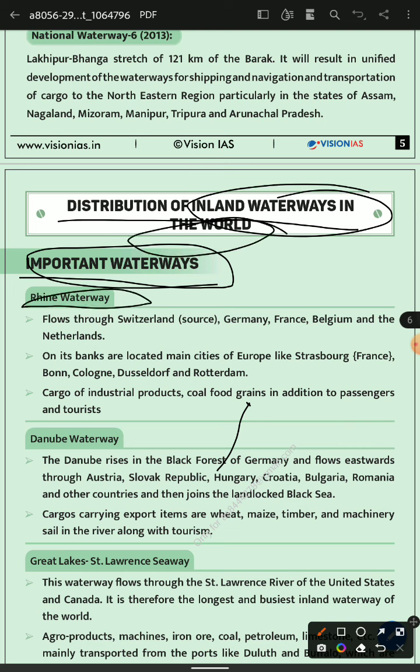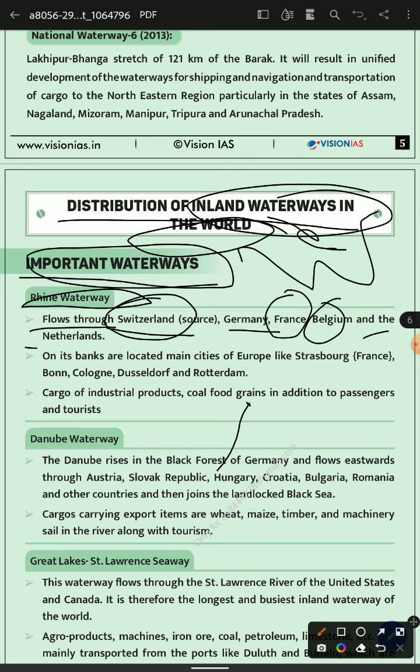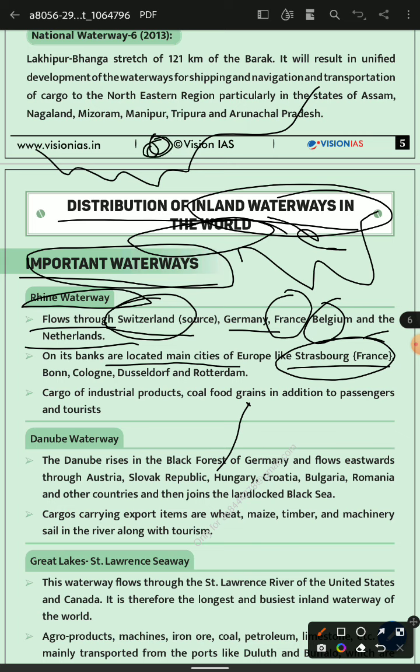Rhine waterway. You have realized the Rhine River flows through European countries like Switzerland, Germany, France, Belgium, and the Netherlands. It is located on the banks of main European cities. You have realized this is Europe, and this is Switzerland. Then Germany, and the Belgium. Then the Danube River, from the Black Forest in Germany, then Germany and Austria.